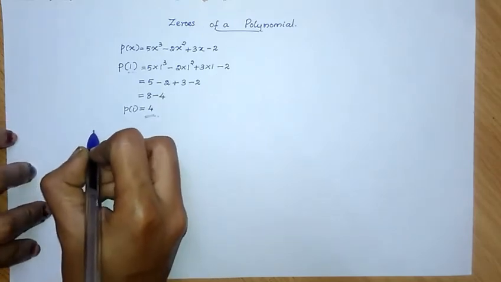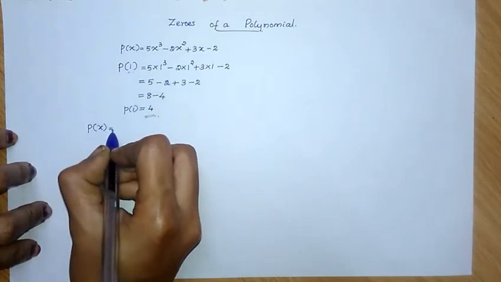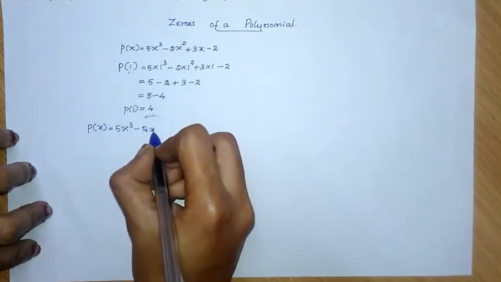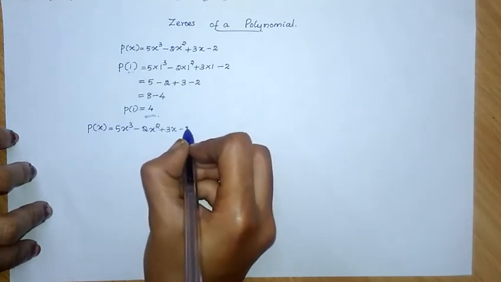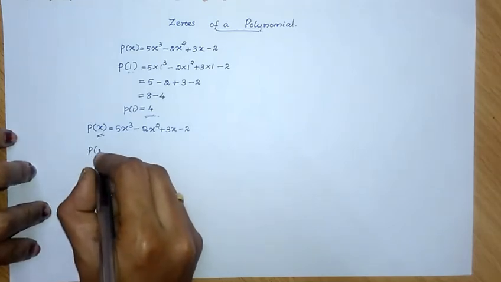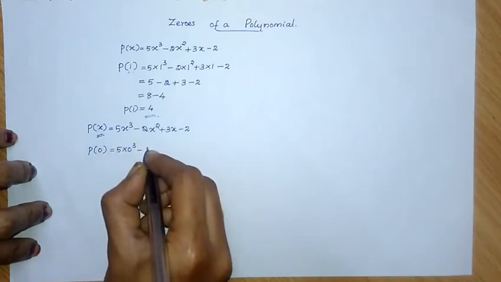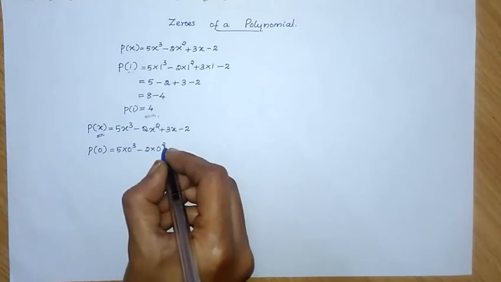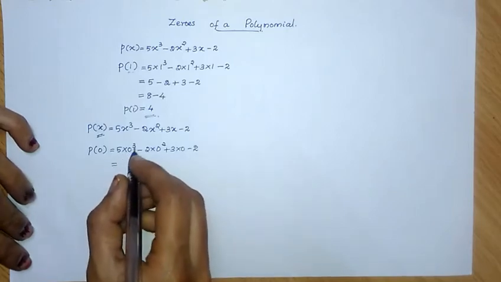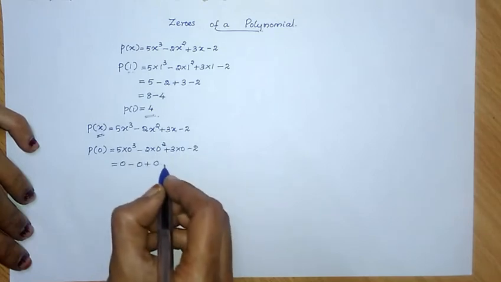Now, I'll write one more polynomial. P of x is equal to the same one I am writing here, 5x cube minus 2x square plus 3x minus 2. Now I am going to apply the value of x as 0. So P of 0 equal to 5 into 0 cube minus 2 into 0 square plus 3 into 0 minus 2, which is equal to any number into 0 is 0, minus here also 0, plus 3 into 0, 0, minus 2.